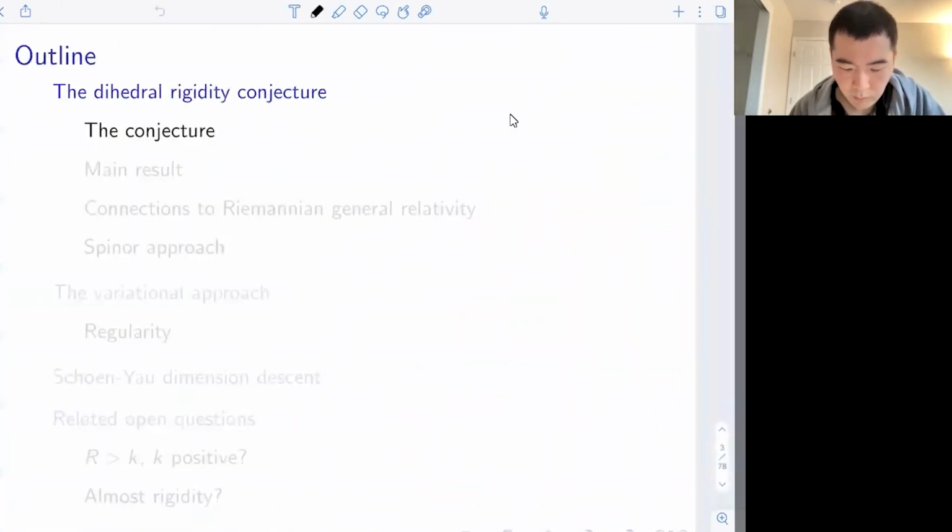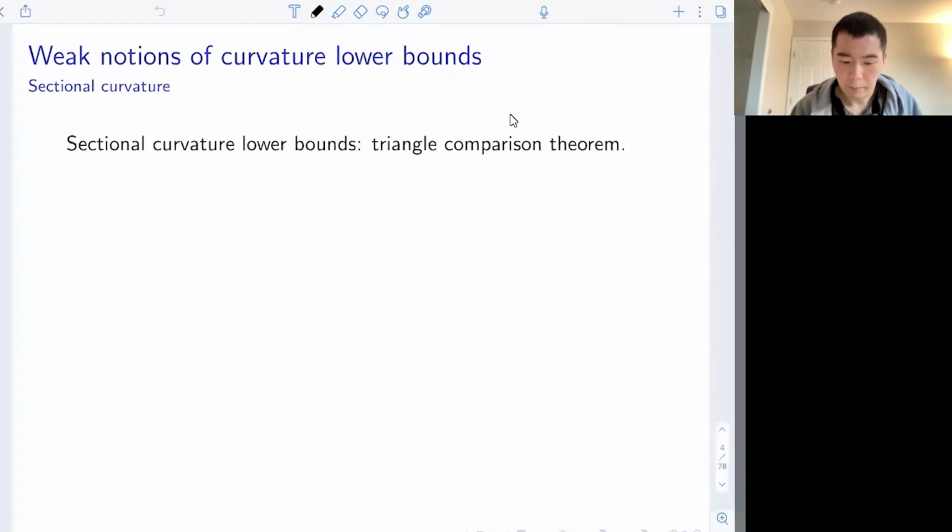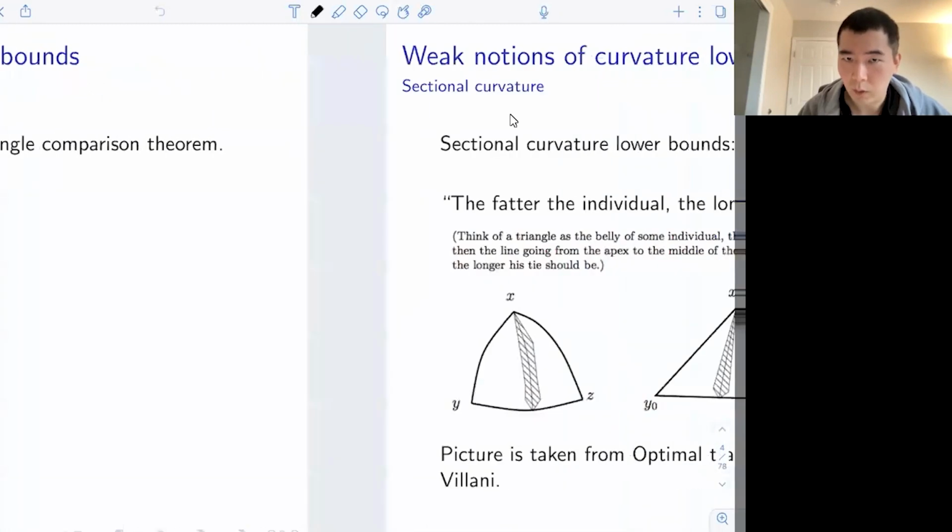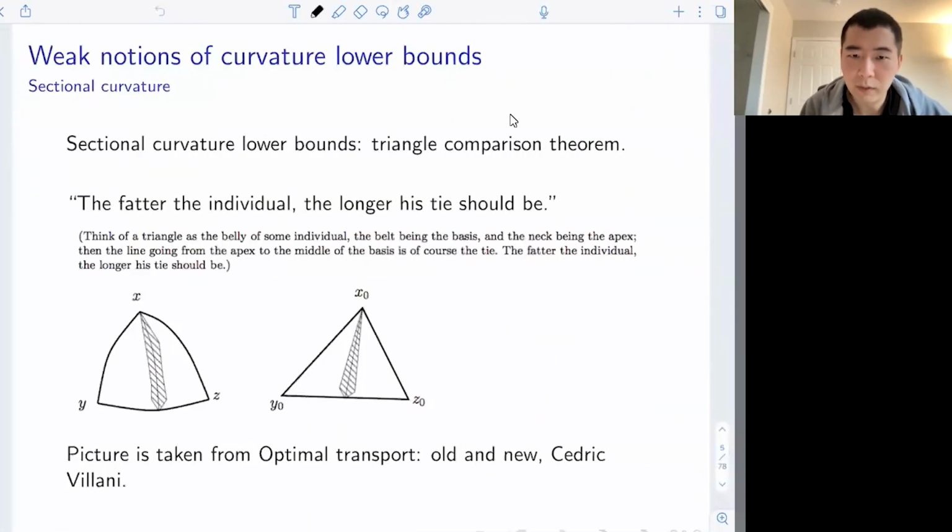Okay, so let's start. I think one major motivation that Gromov studied this kind of polyhedral comparison goes back to the weak notion of curvature lower bounds, and in particular comparison theorems that people usually use to define these weak notions of curvatures. So for sectional curvature, that's classical, right? We do it by triangle comparison.